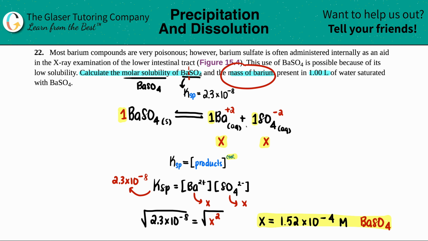Now we just need to find out what that mass of barium is present in 1 liter. If they just want the barium, that's coming from the barium 2+, right? That's the only one of these that only has the element barium. And remember, at equilibrium, barium was also X. So barium also is this value, 1.52 times 10 to the negative fourth molarity. But we want the mass.